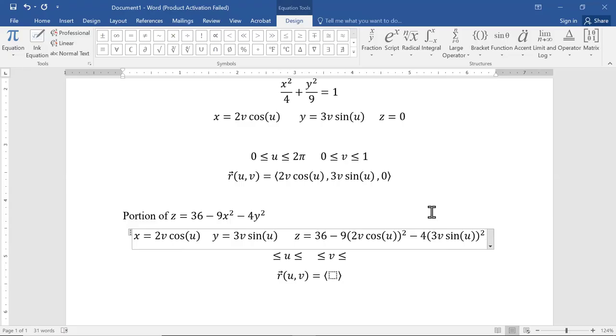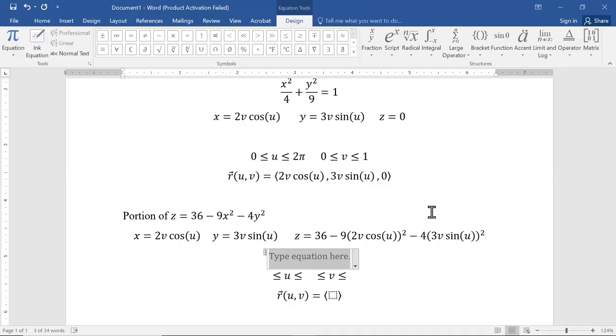Now we can simplify and we can shorten that up. So 36 minus, if I take 2v and square it, 9 times 4v squared, I'm going to end up with z equals 36 minus 36v squared times cosine of u squared.